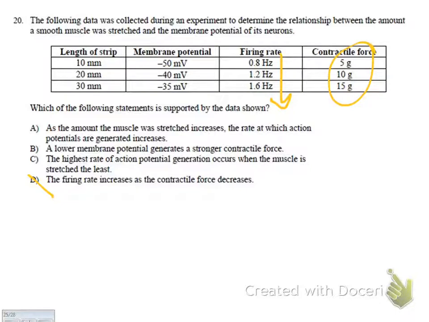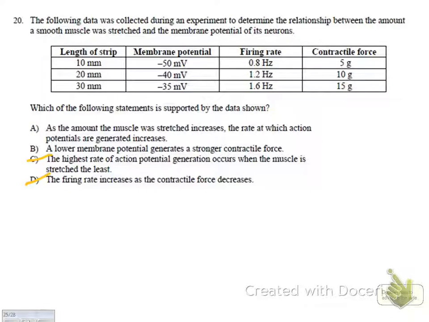B says a lower membrane potential generates a stronger force. C says the highest rate of action potential generation occurs when the muscle is stretched the least. So stretched the least, that would be definitely wrong. So we got C and D are off. Okay, so A or B. A lower membrane potential generates a stronger contractile force.